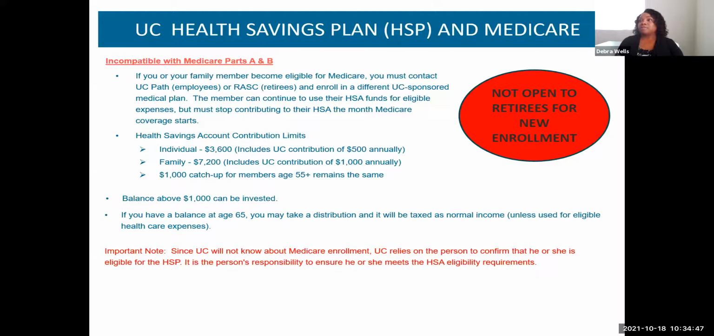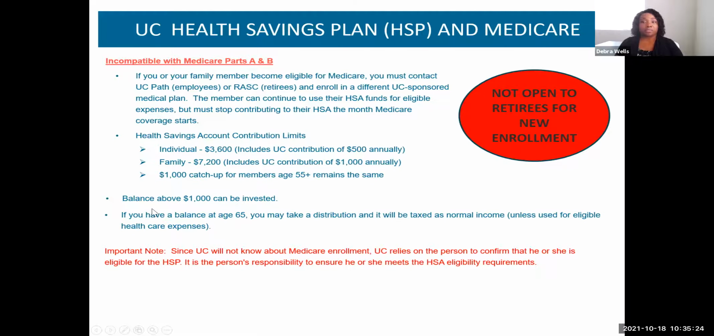Again, the UC Health Savings Plan is not compatible with Medicare. It's not open to retirees for new enrollment. You have to already have been in this plan and carried it into retirement. We have some individuals that did not pay into Medicare and will never be eligible for Medicare beyond the age of 65. So you can remain in this plan if you already had it as an employee and carried it into retirement. You'll still get your health savings account contribution every single year.